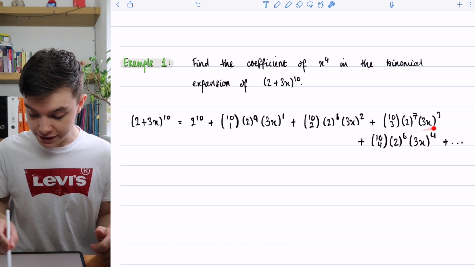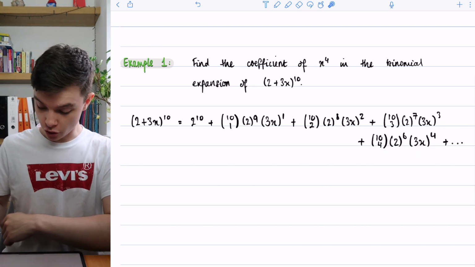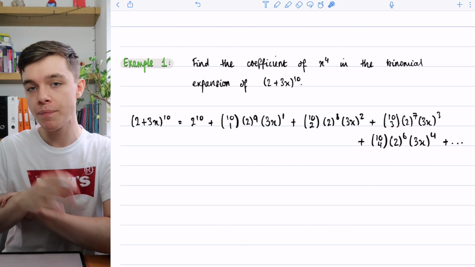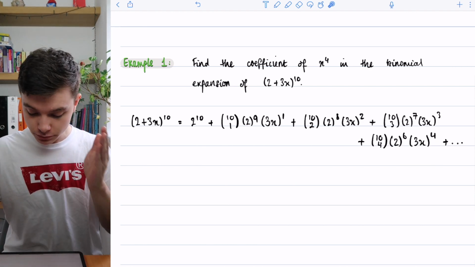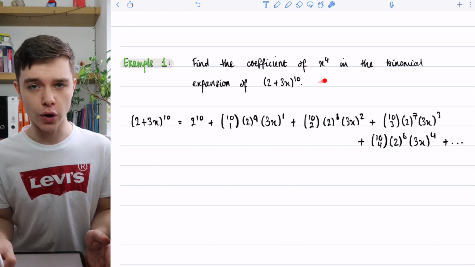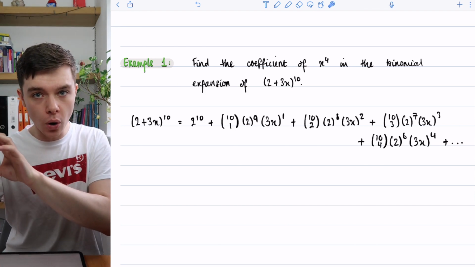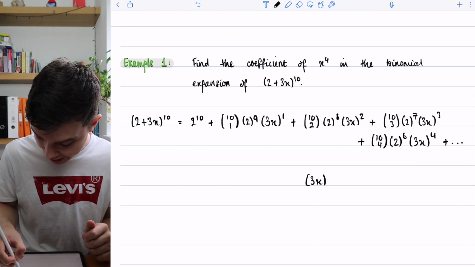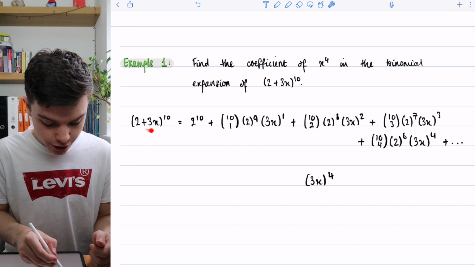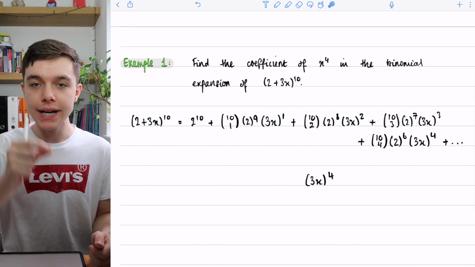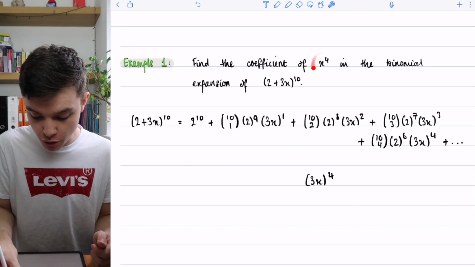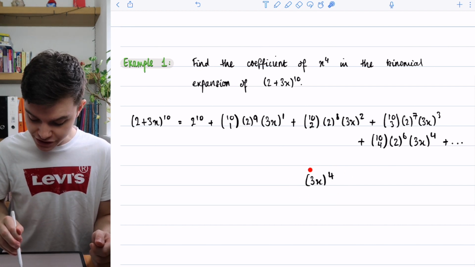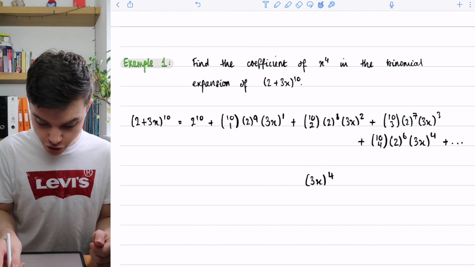Now, I said you could have expanded like that, or what you could really have done is gone straight to this term without doing any of these four terms above. Let me show you how. We need the coefficient of x to the 4, so we can work backwards. We're going to need 3x to be raised to the power of 4. This second term in the bracket involving the x needs to be raised to a power of 4 so that we have x to the 4. That's what we need. So if we have that, what is going to be the power on the first term in the bracket?